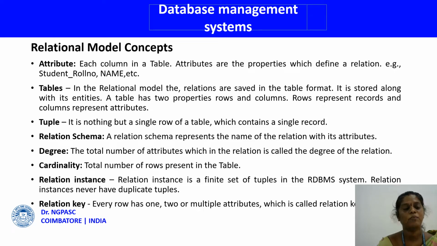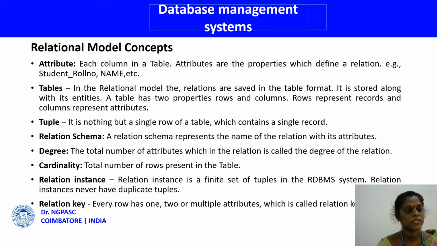And again we come to a table. In the relational model, the relations are saved in table format, stored along with their entities. A table has two properties, that is rows and columns. Rows represent records and columns represent the attributes. A tuple is nothing but a single row of a table, which contains a single record.